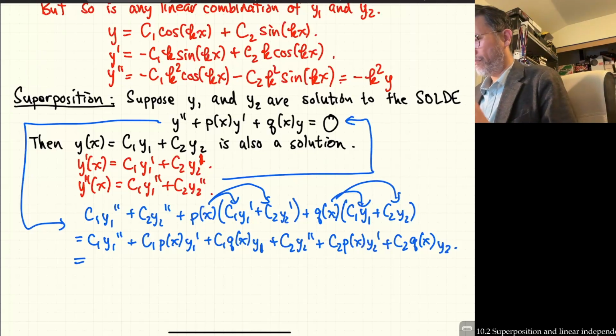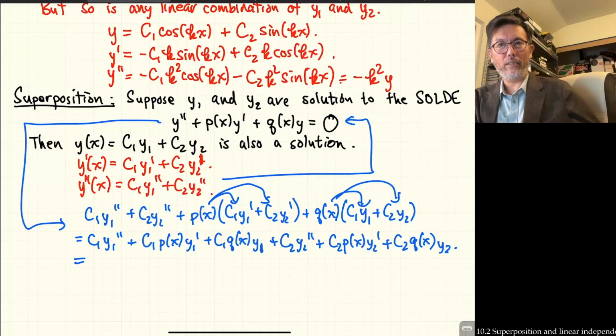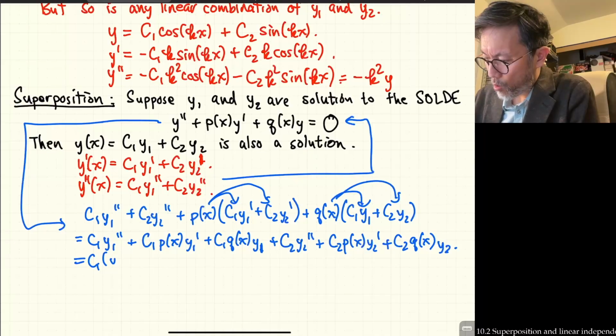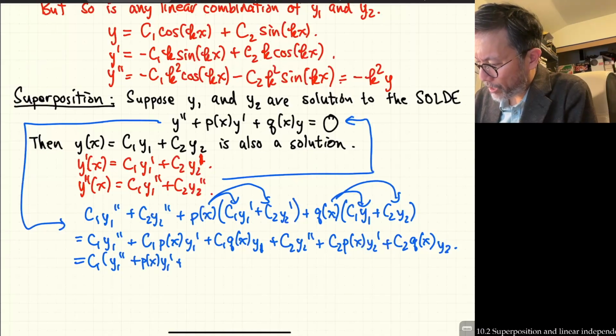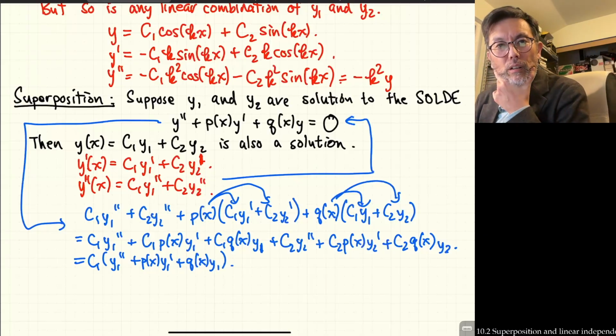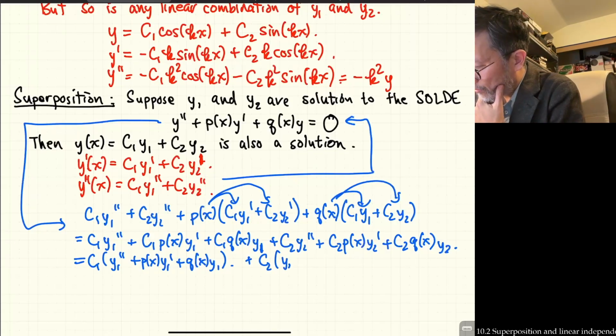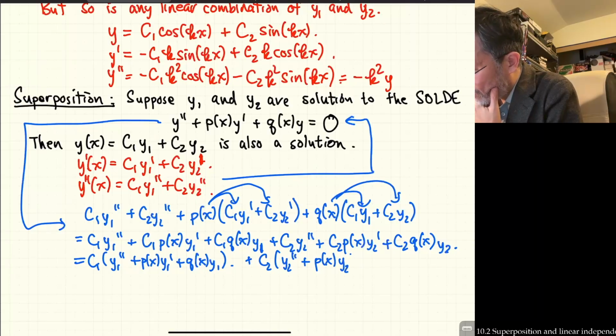Let's factor out the c1 from the first 3 terms, can I? I will. c1 times y1 double prime plus p of x y1 prime plus q of x y1. And now let's factor out the c2 from the latter 3 terms. And we get y2 double prime plus p of x y2 prime plus q of x y2.